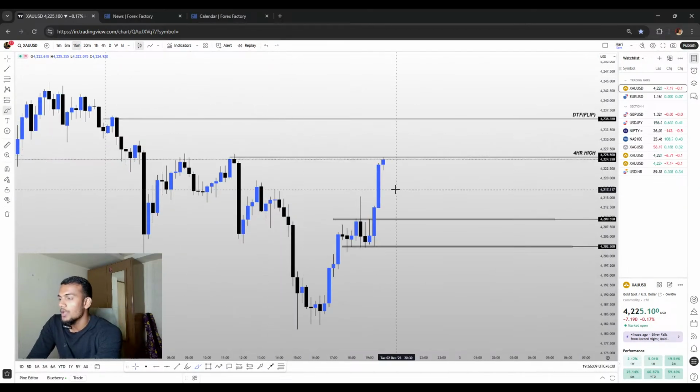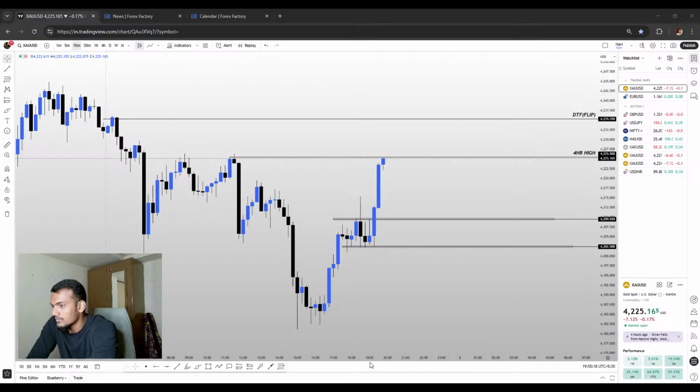No, there are 5 more minutes for price to close in here. If it's going to close forming resistance, it's going to be good, but if it's not, okay.